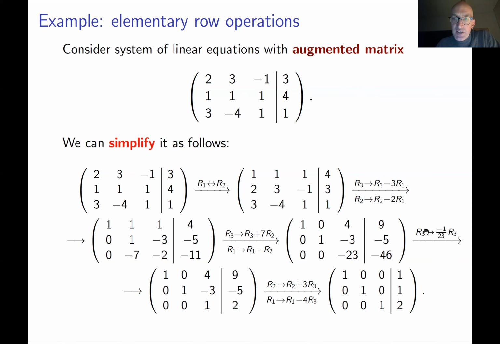But now we can proceed further. Even if we wish, we can simplify it more. We get this, and then we get this. Of course, if we have this system of linear equations, then we can still solve it easily. So, for example, what does the last equation mean? It means minus 23z equals minus 46. So you conclude that z is 2.